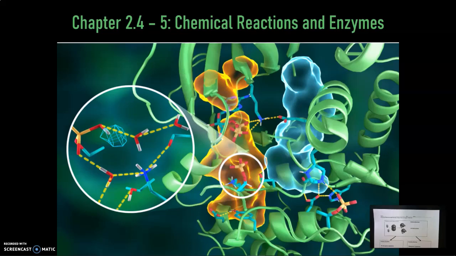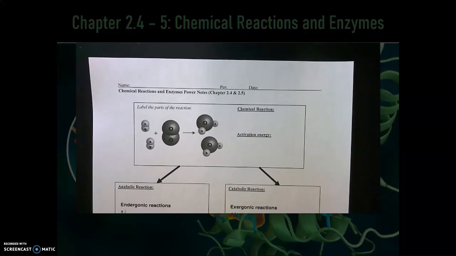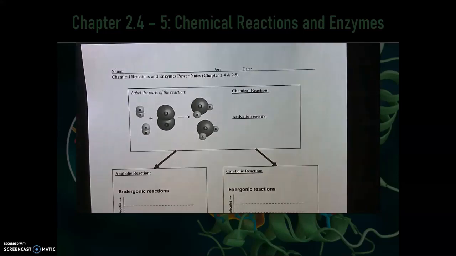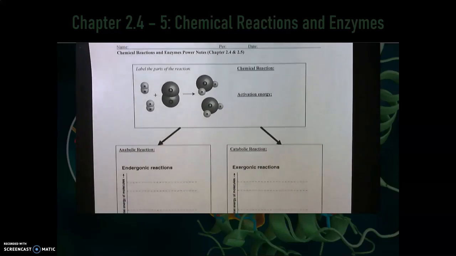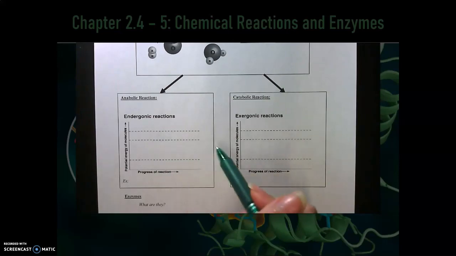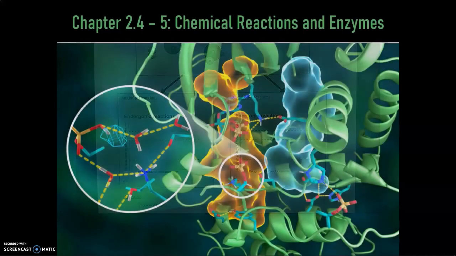Today we're going to be talking about Chapter 2, Sections 4 and 5, which is all about chemical reactions and enzymes. Before we get started, check to make sure that you have the corresponding Power Notes sheet. It should look like this, and there are places for you to keep track of all the things that we talk about as we go through this presentation, to include things like drawing the graphs. This will give you great practice as you try to learn this new material.